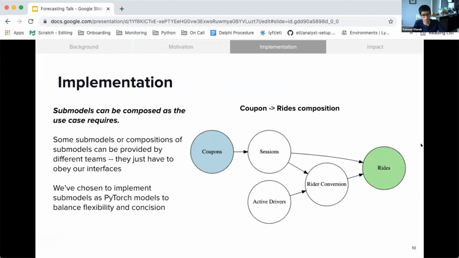And you can extend that using this submodel approach to somewhat dynamically create different compositions of submodels, different causal DAGs. That is to say, we have that original causal DAG with the 3 policy variables that we showed earlier. But if we're only interested in the coupons to rides relationship, we can make a lot of simplifications because of this composable submodel-based approach, and just look at the variables that affect that relationship. On the technical side, we've chosen to implement submodels as PyTorch models to balance flexibility and concision. That somewhat naturally falls out of the fact that we're expressing each variable as a tensor. We would then, of course, want the submodels to behave well with tensors.